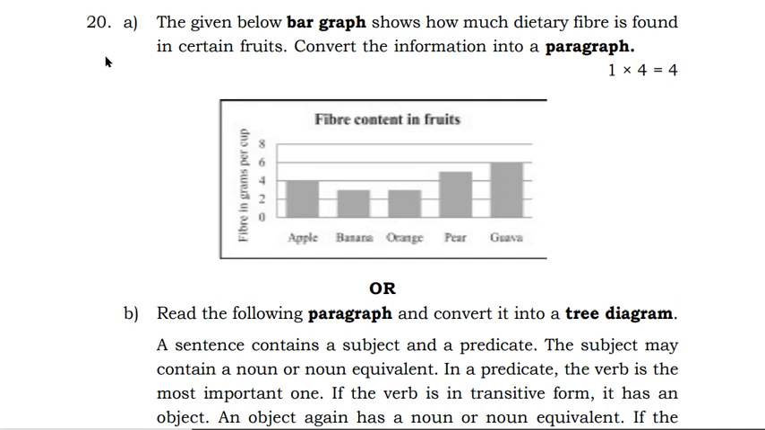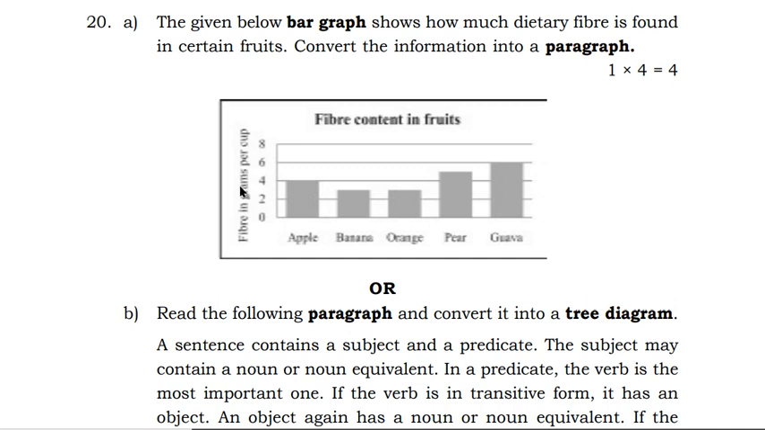They give you a diagram and they ask you to go through the diagram and change that information into a paragraph. This is one way. And another way is they give you a paragraph and they may ask you to change that paragraph into a pie or tree or a bar chart, whatever it may be. Okay, here is an example they gave, see here. The bar graph given below shows how much dietary fiber is found in certain fruits. Convert the information into a paragraph.